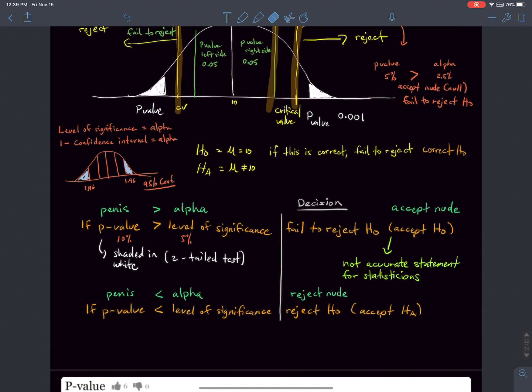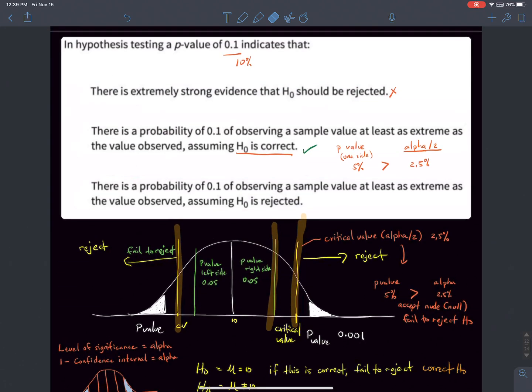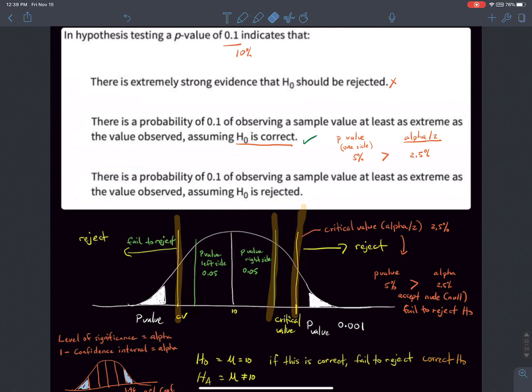I think that's it, right? Most candidates get confused here. They say fail to reject the null is the same as accepting the null hypothesis. If you accept the null hypothesis, it means that the null hypothesis is correct. So that causes the confusion.